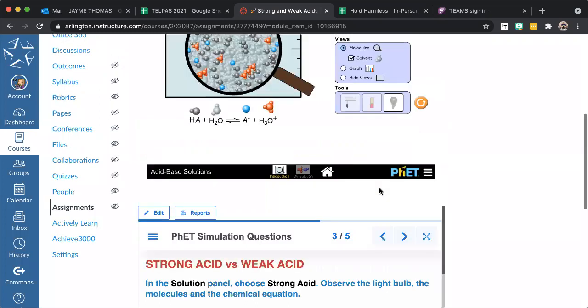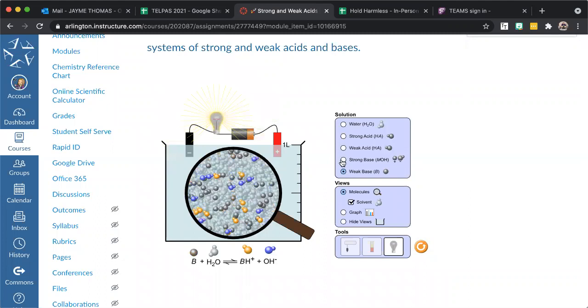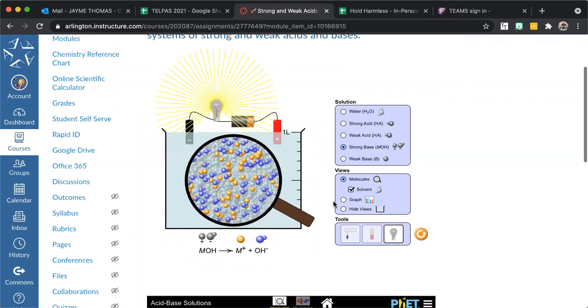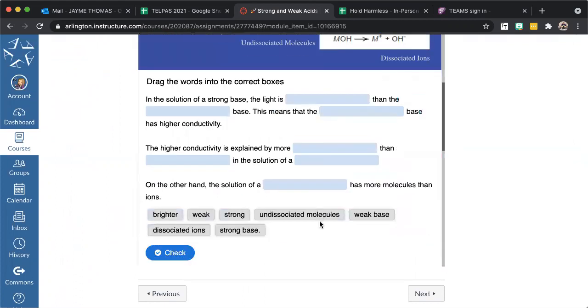So again, you would just click here, strong base. You can do your observations. You can do weak base. Okay, do your observations, kind of similar. And then same thing here, after you've done your observations, you're going to draw some conclusions and answer these questions by dragging the words into the boxes.